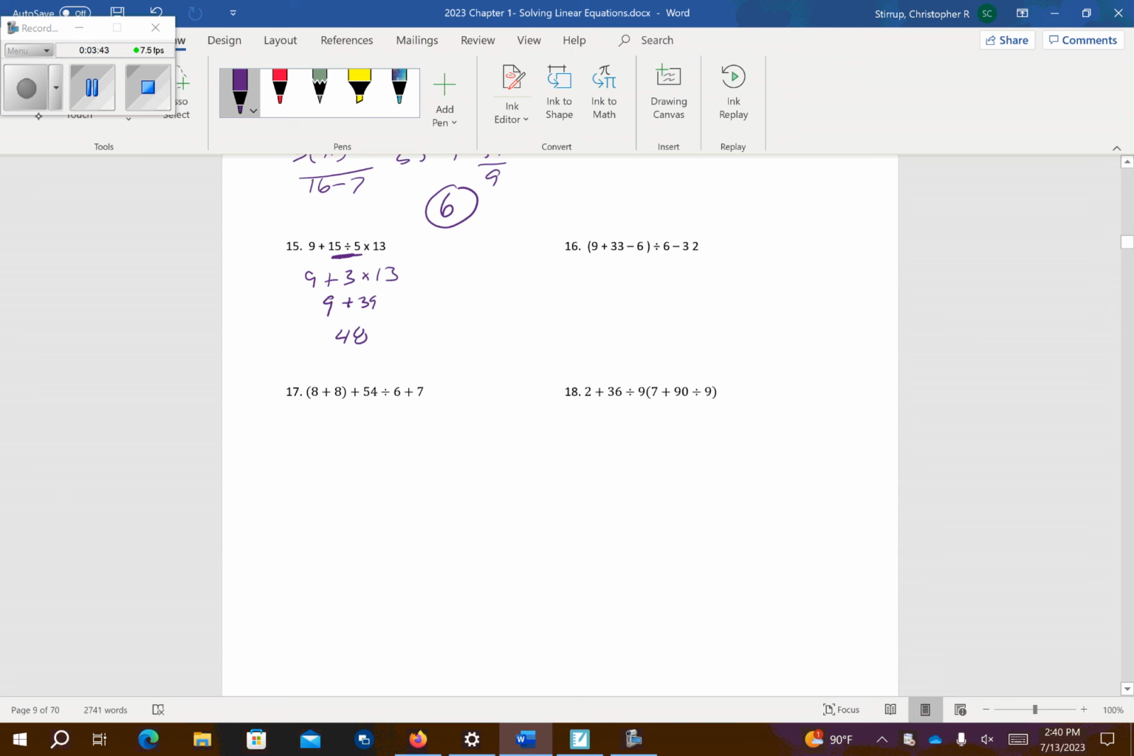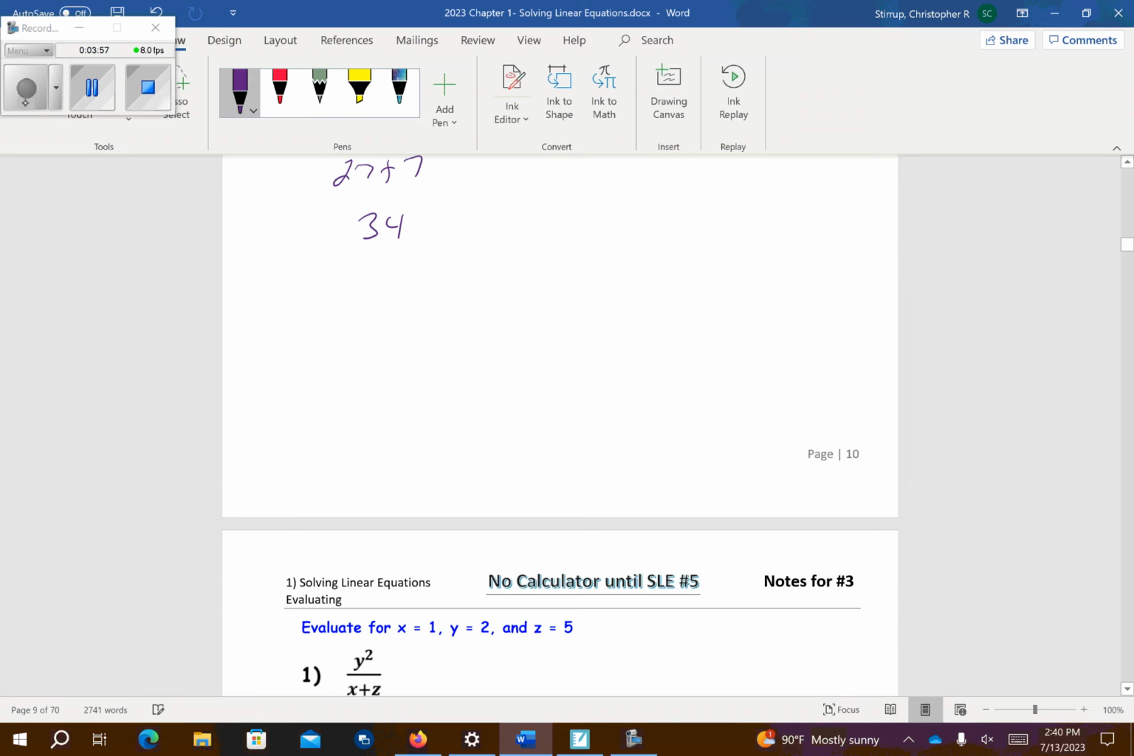Number 17, so I'm going to add the 8s together because they're in parentheses. 54 divided by 6 is 9. And then I'm going to add those together. That's going to give me 27 plus 7. That's going to give me an answer of 34. That's it.